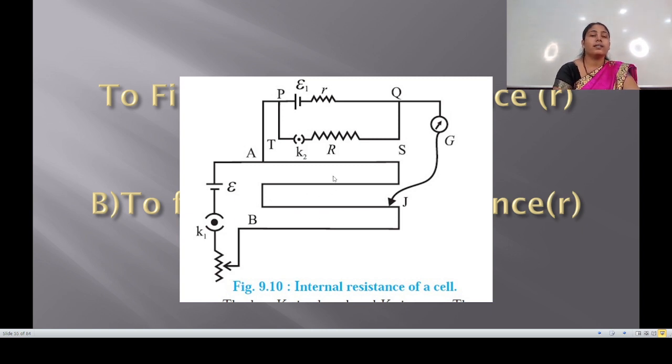That is, when we tap the jockey on the wire, at one point we will get a deflection, and that deflection length is L1, and 400 minus L1 is equal to the second length L2. With the help of the jockey we will get that length. So this is the arrangement for finding the internal resistance of the cell.